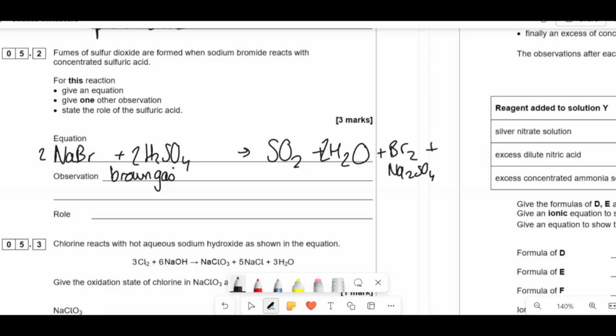Then it says here, what role is the sulfuric acid acting as? So we need to look at the oxidation states of all of these because I can see we're making Br2 gas. That goes from -1 to 0. So if that's happening, this is being oxidized and this is being reduced. So the role of the sulfuric acid is that it's reducing itself but oxidizing something else. So it is an oxidizing agent.